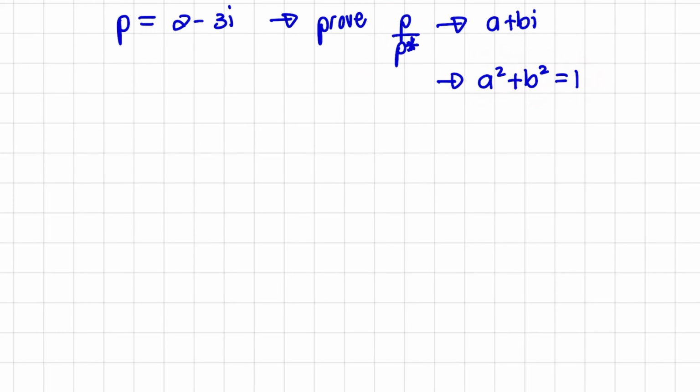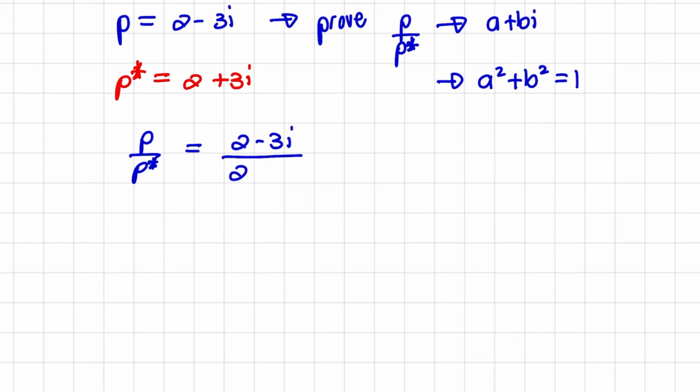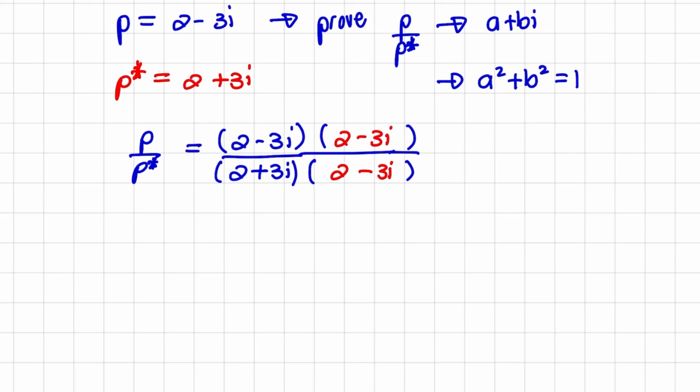So first, the conjugate of p would be equal to 2 plus 3i. So now I can take p divided by its conjugate, which would be 2 minus 3i divided by 2 plus 3i. And in complex numbers, we want to leave our denominators as real values. And we do that by multiplying both the numerator and denominator with the conjugate of the denominator. So we're going to multiply with 2 minus 3i, both in the numerator and denominator.